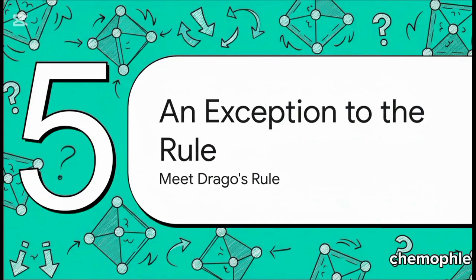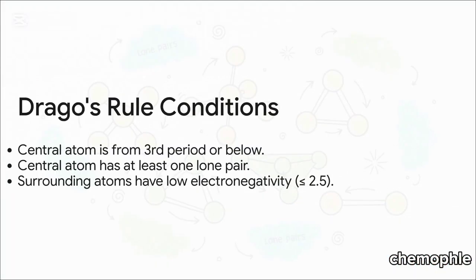Now, for every great rule, there's always an exception. And while VSEPR theory is incredibly powerful, there are these rare cases where chemistry plays by a completely different set of rules. It's called Drago's rule. This special rule only applies if 3 very specific conditions are met. The central atom has to be a larger atom from the 3rd row of the periodic table or below. It must have at least 1 lone pair, and it has to be bonded to atoms with low electronegativity, meaning they don't pull on electrons very strongly.